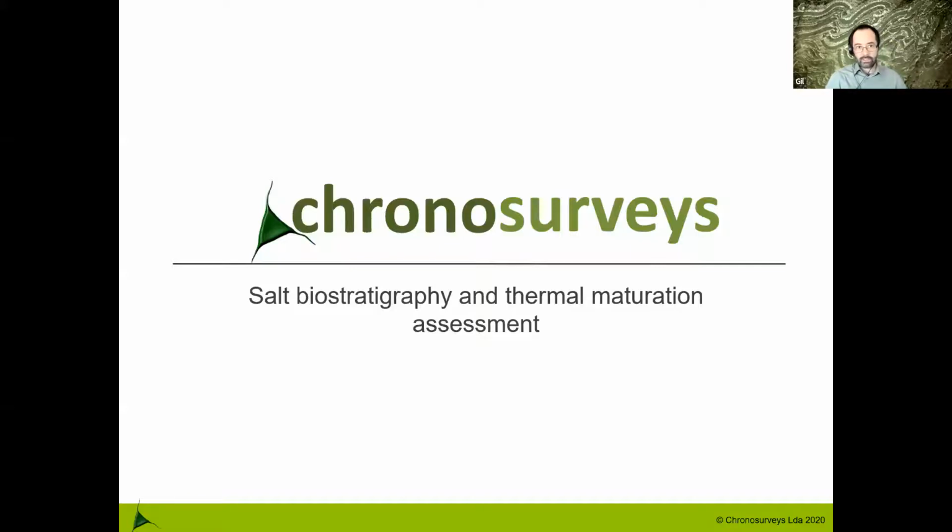Not salt tectonics, but I believe this will be of interest to any person working with salt basins, be it in a more academic or more commercial view. So I'm going to talk about salt biostratigraphy, and we'll also see a bit on what we can learn from the thermal maturation of evaporites using the same techniques.